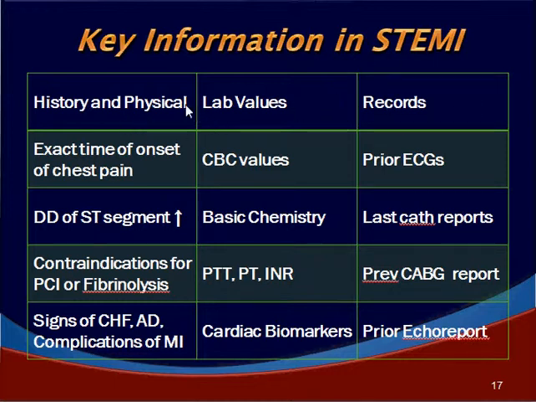From the history and physical, what are important? The exact time of onset of chest pain. Why is this important? Because this is the one which determines whether the patient will go for PCI, whether the patient will go for thrombolysis, whether he will get benefited by thrombolysis or not. If the duration is more than 12 hours, thrombolysis is not going to be useful.